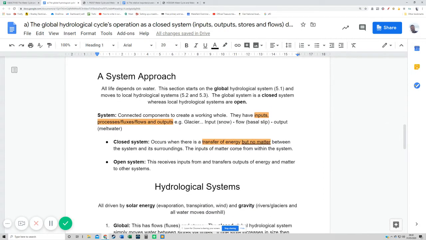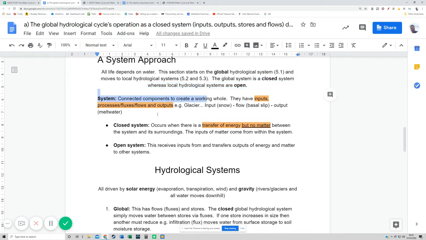So a system approach. Like the spec says, all life depends on water, pretty much. The section starts off with a global hydrological cycle, which we said, and then that moves to smaller hydrological systems. And this bit could be part of your fieldwork eventually. Now, the global system is closed, whereas the local hydrological systems are open, and we need to establish the difference. So to be clear, a system is connected components that create a working whole. Your body is a system.